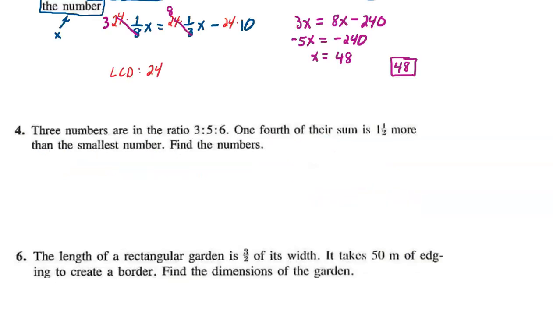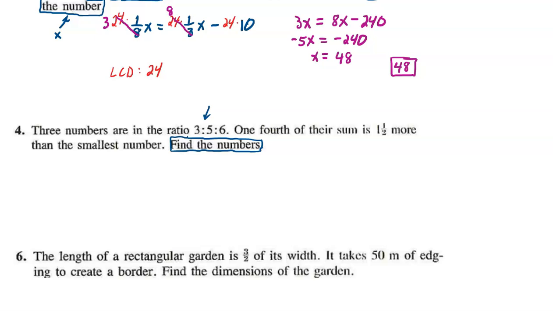Number 4. Three numbers are in the ratio 3 to 5 to 6. 1/4 of their sum is 1.5 more than the smallest number. Find the numbers. We're asked to find three numbers. We don't know what any of them are, but we are given their ratio.